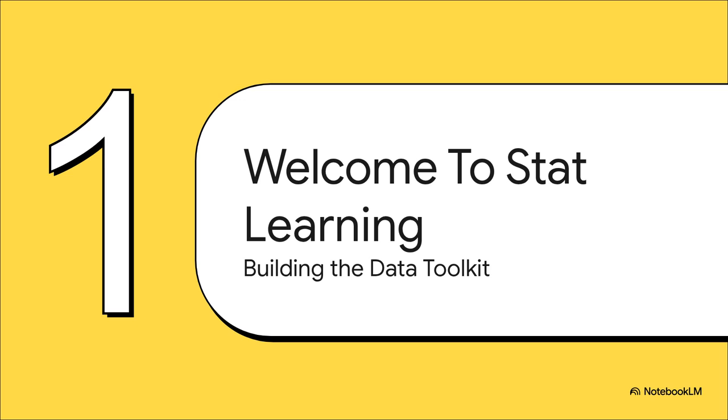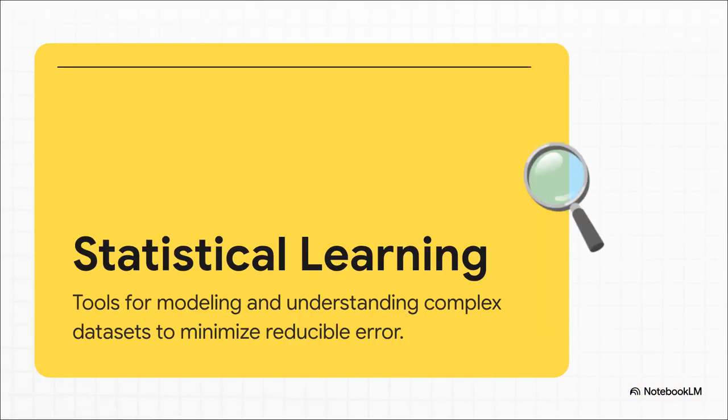Section 1. Welcome to Statistical Learning, Building the Data Detective Toolkit. So, at its core, statistical learning is really just about finding the relationship between your inputs and an output. We basically want to find a mathematical function that estimates that relationship. But here's the catch, and it's a big one. We have to accept that there will always be two distinct types of error.